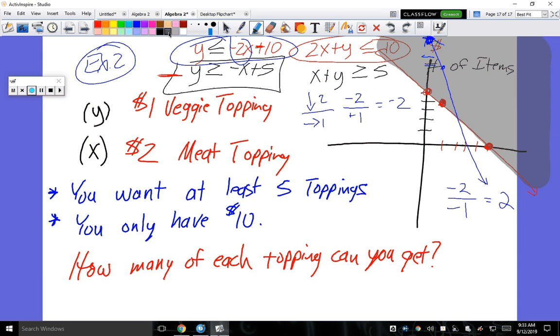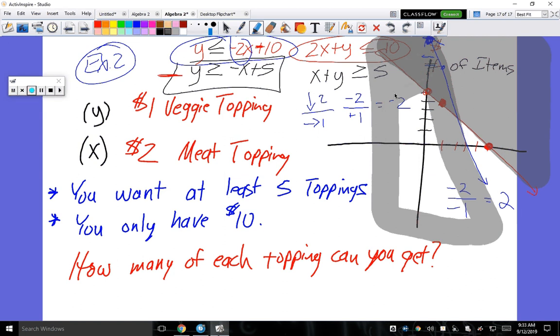Katie, what direction do I shade? Down. So down or below this blue line, and including it. It looks like this. I know this is a rough sketch. There we go. Marcus, is this an answer? Yeah.